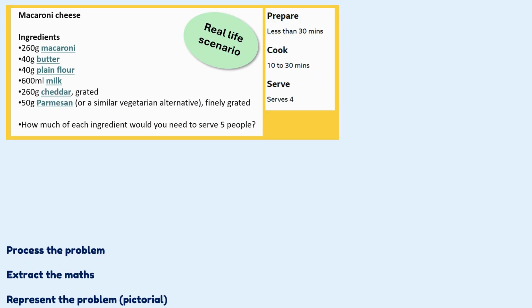So scenario 1, we've got a recipe for macaroni and cheese, which serves 4 people, but we need to know how much of each ingredient we need to serve 5 people. So for this question, we'll need to scale the recipe up and keep the ingredients in proportion. Otherwise, we could end up with a big problem like too much pasta and not enough sauce.